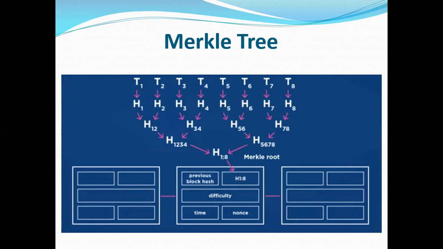In the next round, she hashes H12 and H34 together to generate H1234 and does the same for H56 and H78. Finally, she hashes the last 2 values to create H1 to 8, which is also called the Merkle root. Only this Merkle root is then included in the block header together with other ingredients like the previous block's hash value, the difficulty value, the timestamp, and the nonce.